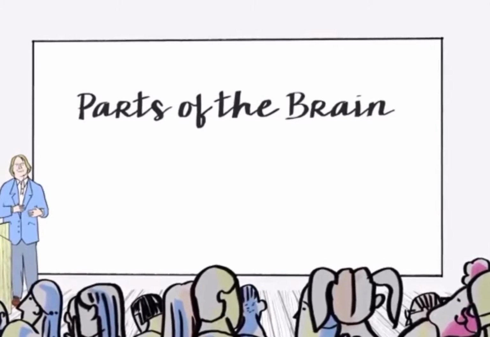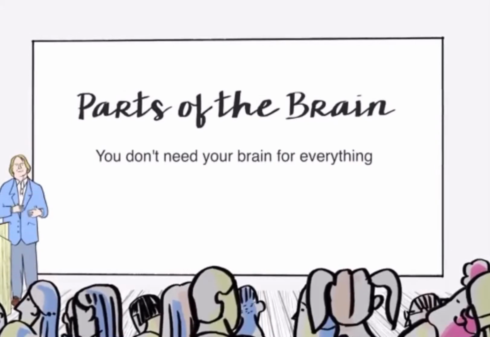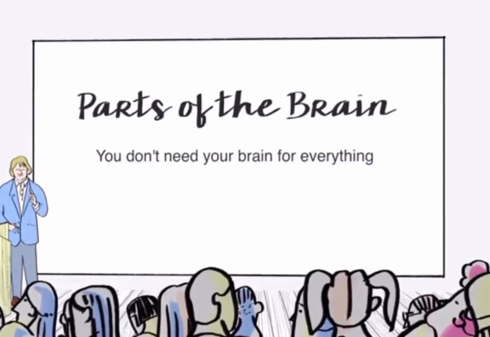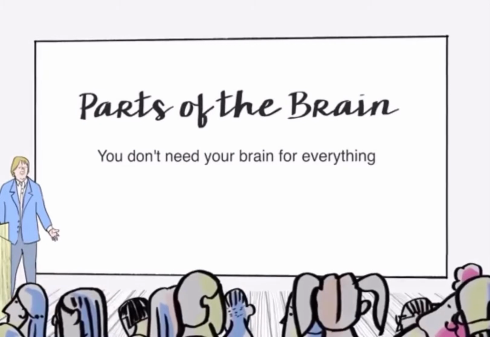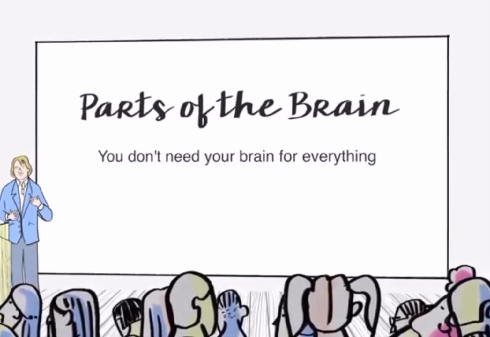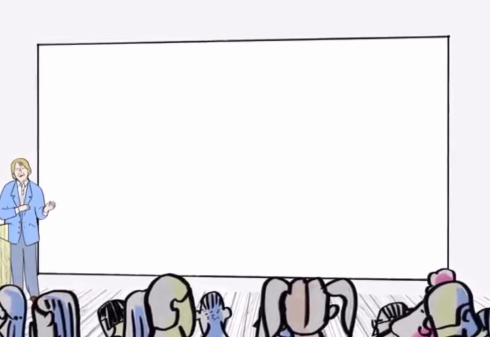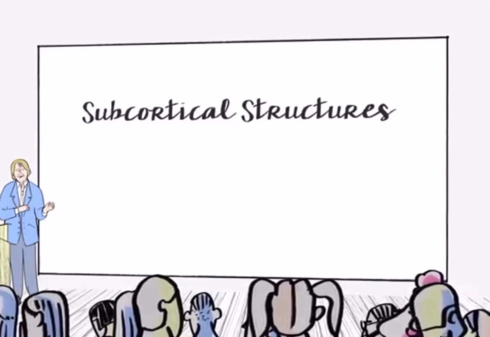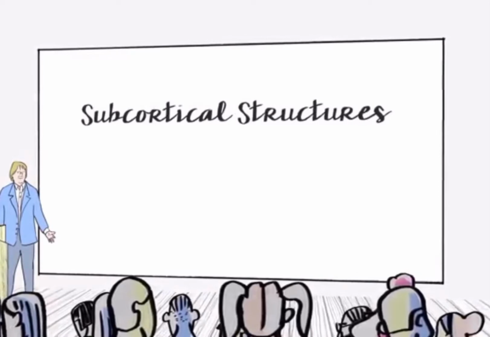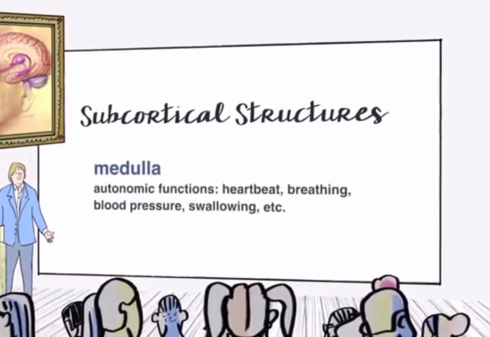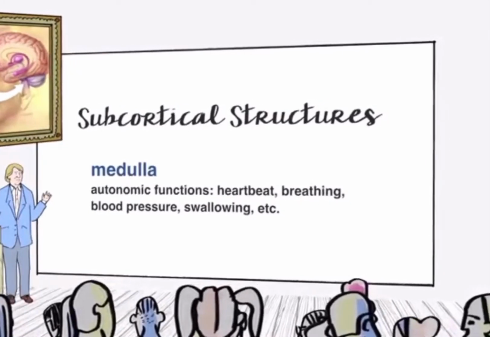So when I say the brain, to be more precise, I mean the brain and part of the spinal cord. You don't need your brain for everything. There are certain reflexes that can happen without a brain, like a newborn's sucking or pulling your limb back from pain, but for everything else we're talking about the brain.